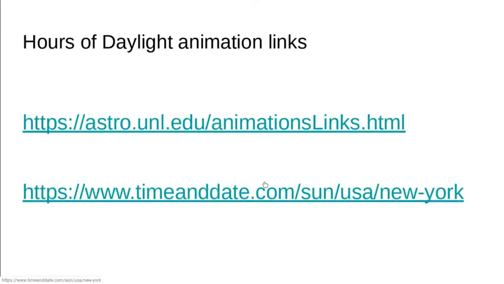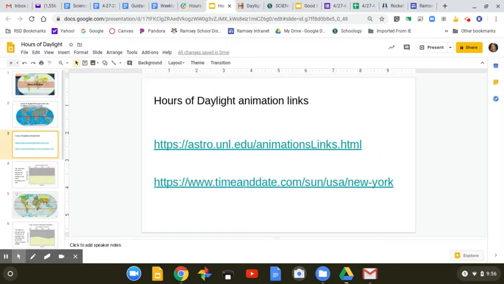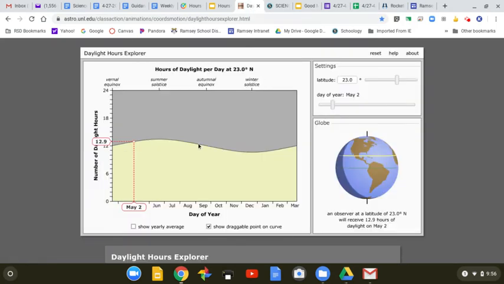You're going to be looking at some of these links. Hopefully, I'll show you in class today that will help you with the Go formative. And this is what it looks like. So basically, it's just a line graph showing you the hours of daylight in a certain part of the world. So, whatever degree latitude you are, you can adjust it.